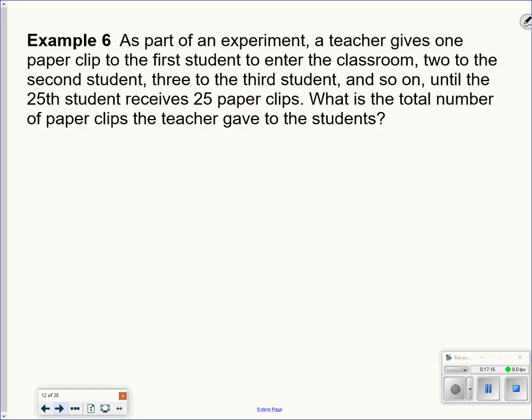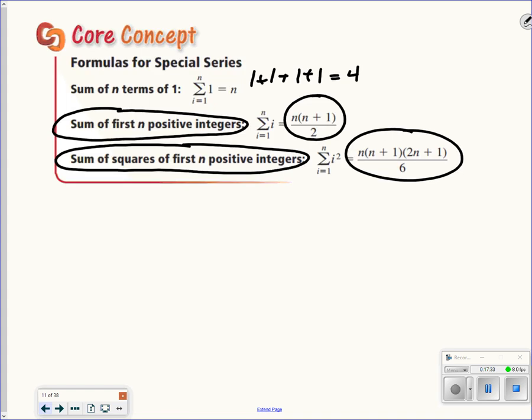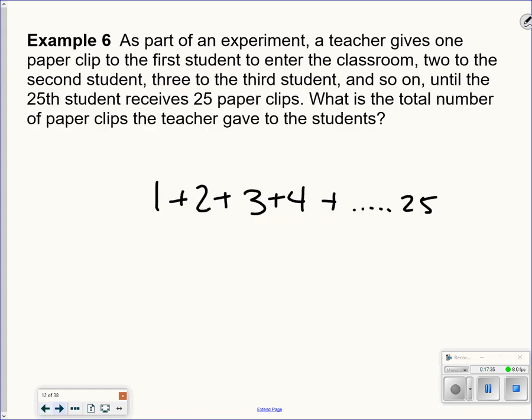So let's do one of those. As part of an experiment, a teacher gives 1 paperclip to the first student and 2 paperclips to the second student and 3 to the third and 4 to the fourth until they go up to 25 students. So using that formula from the previous page, it's right here, the n, parentheses n plus 1 divided by 2. How many paper clips did the teacher give out?